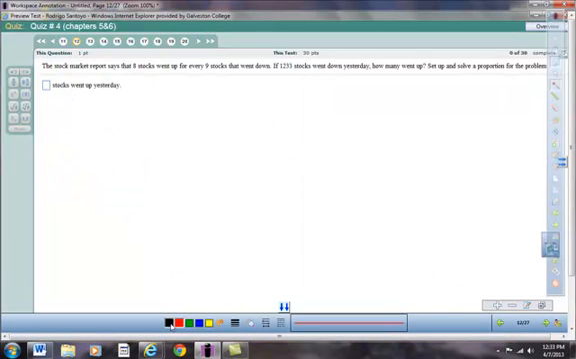So our next problem here says a stock market reports that 8 stocks went up for every 9 that went down. 8 went up for every 9 that went down. Here it says if 1233 stocks went down, how many went up? And they tell us to solve a proportion.